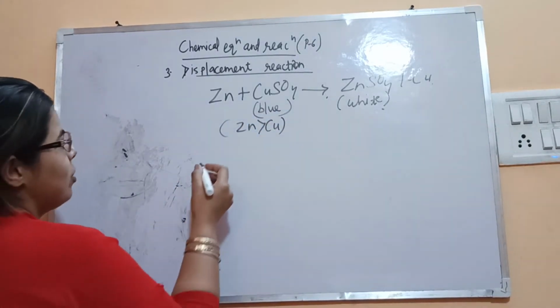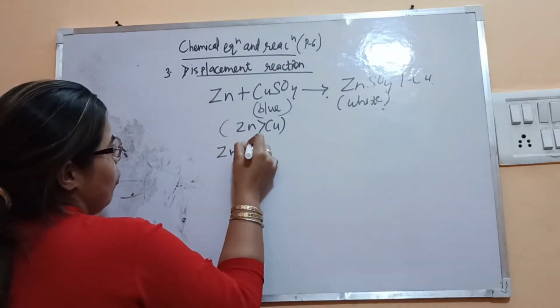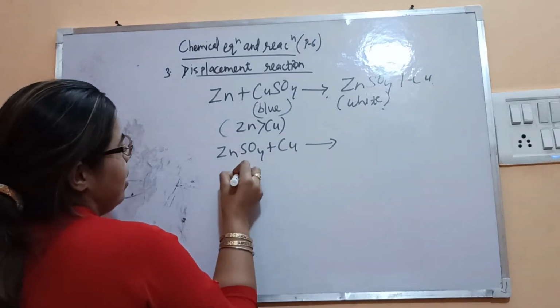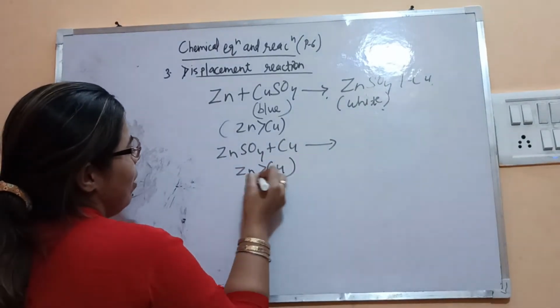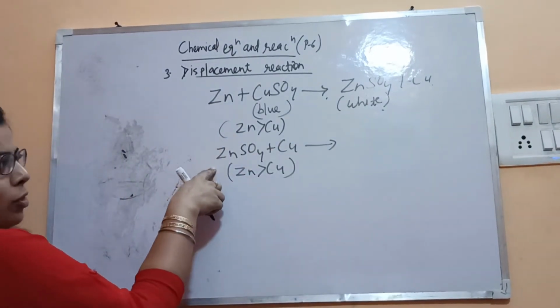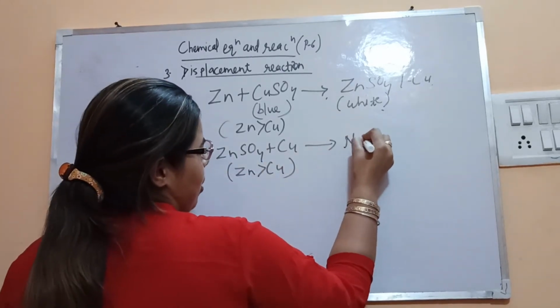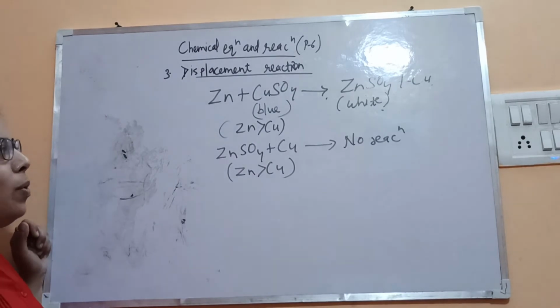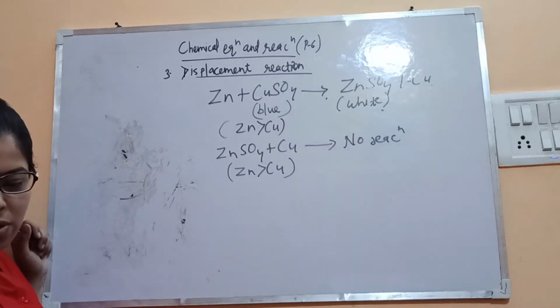If I take the reverse of this, ZnSO4 plus copper, here zinc is more reactive than copper, so copper will not be able to displace zinc from its salt solution. So here there is no reaction. In this way you are supposed to make the combination and you will come to know whether the particular reaction takes place or not.